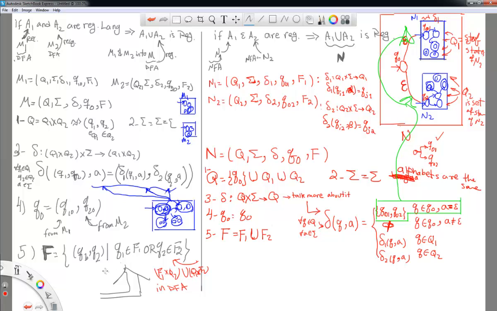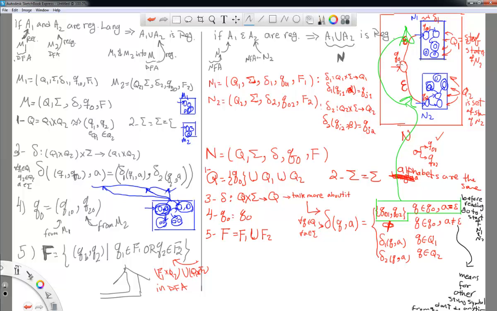Meaning that, so what does this mean? Let me just break these four down for you. This means that before reading, go to start of N sub 1 and N sub 2. This guy means for other string symbols, don't do anything from Q sub 0, right?